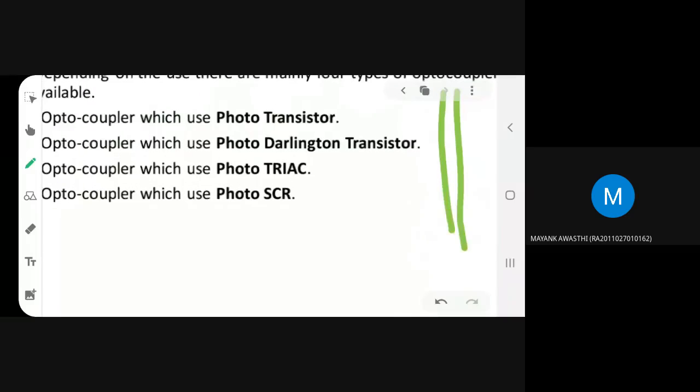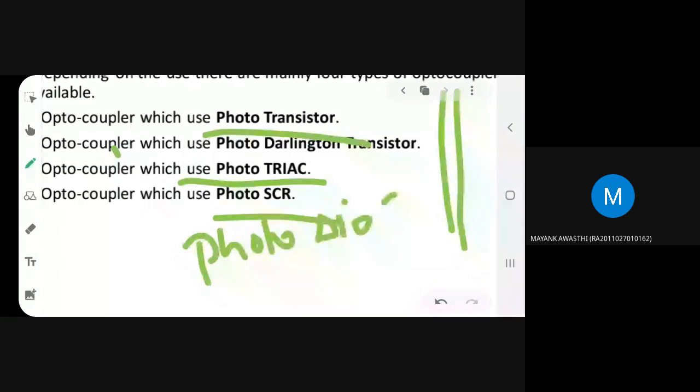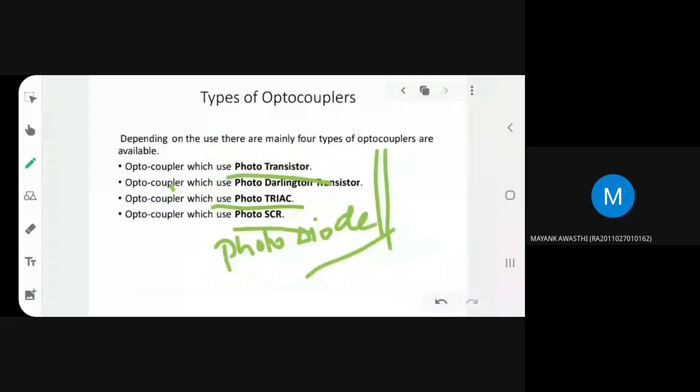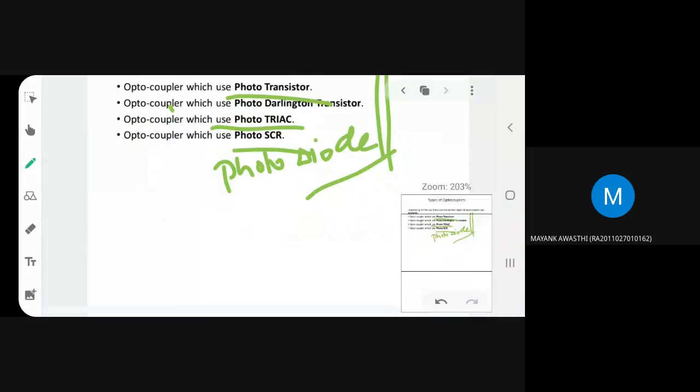If you are using a phototransistor, it is an optocoupler with phototransistor. If you are using a triac, a photo SCR, or a photodiode, different types of optocouplers are possible. So this finishes off all the types of electro-optical transducers. What are the various electro-optical transducers we have studied? Just list out the names of all the electro-optical transducers we have discussed so far.